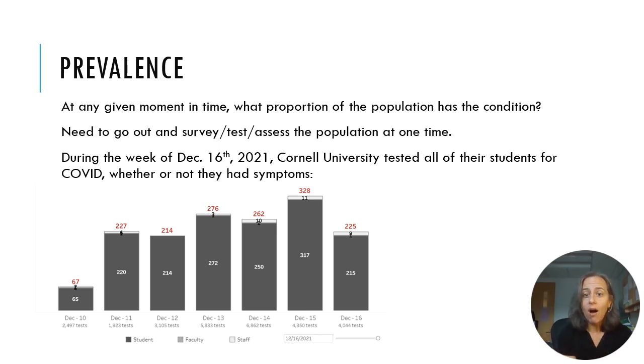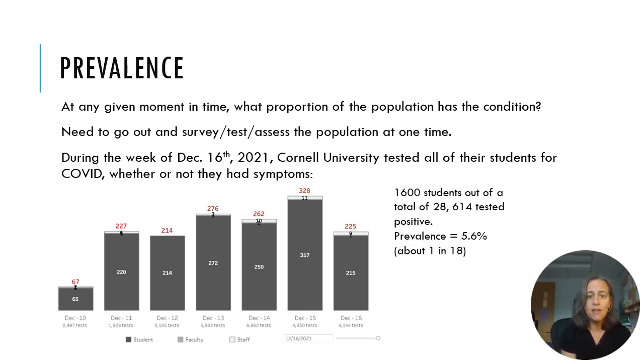But if you take all of the tests that were performed that week and calculate what percentage of them were positive, out of 28,000 tests, 1,600 tested positive. So that was a 5.6% prevalence. During that week, 1 in 18 Cornell students was infected with COVID, right?